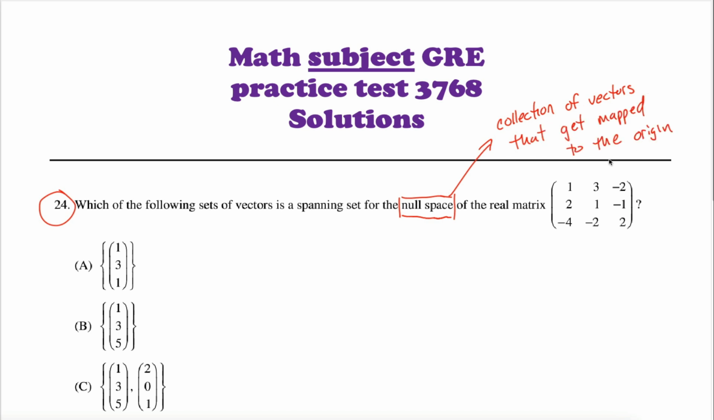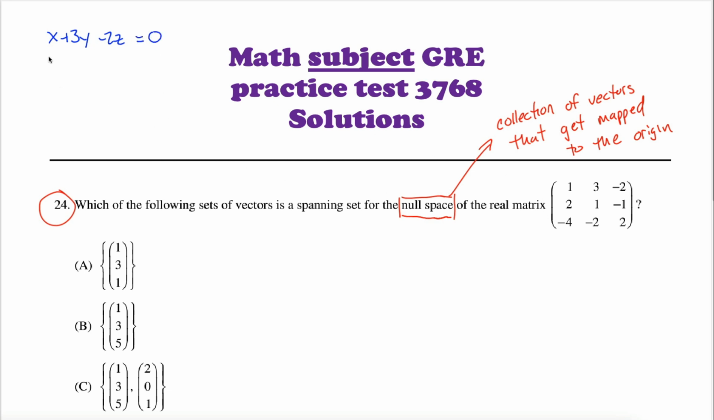If this language of linear algebra confuses you, you can think about it as just the solutions to a set of linear equations. So if I call my variables x, y, and z, this top row of the matrix tells me 1x plus 3y minus 2z would be the x coordinate of my new vector. And since I'm interested in the vectors that get mapped to the origin, and the origin has an x coordinate of 0, I'm going to set that equal to 0.